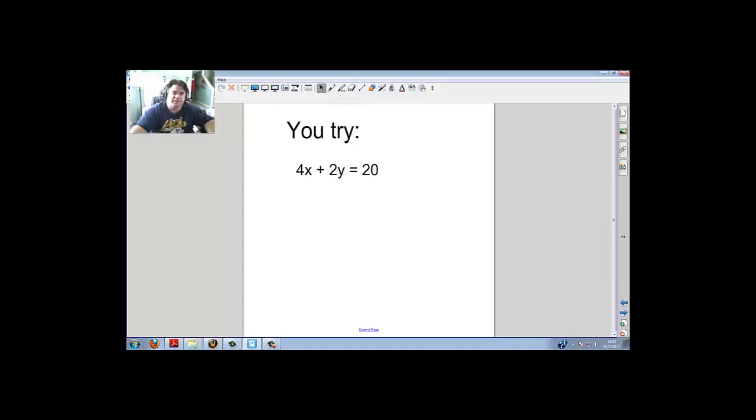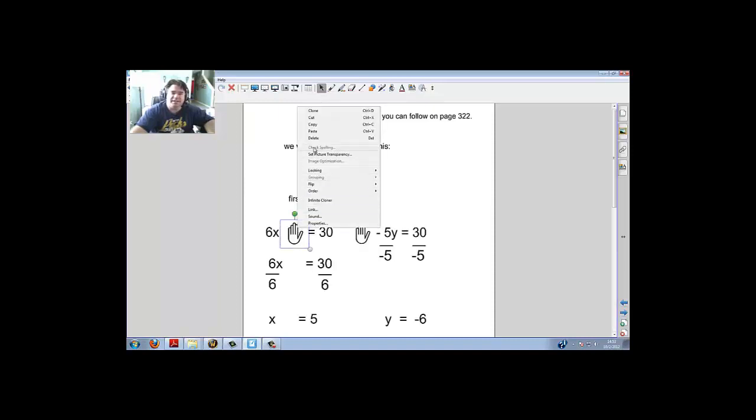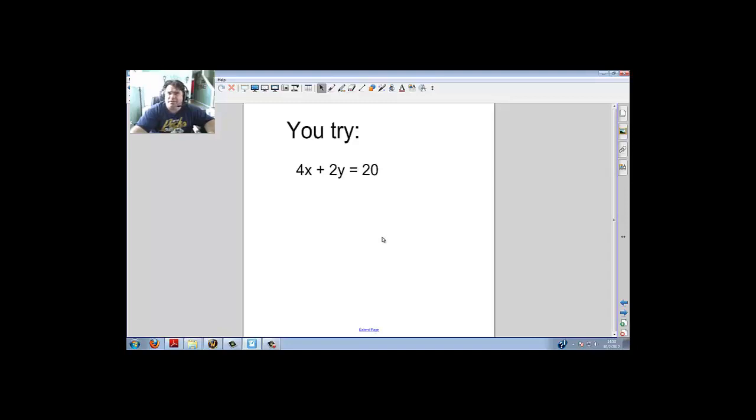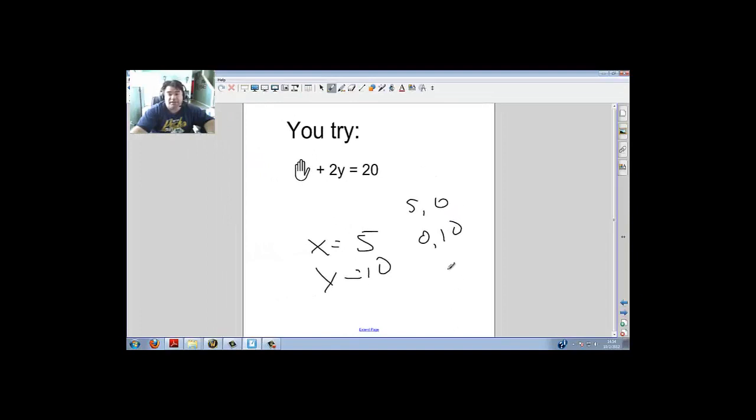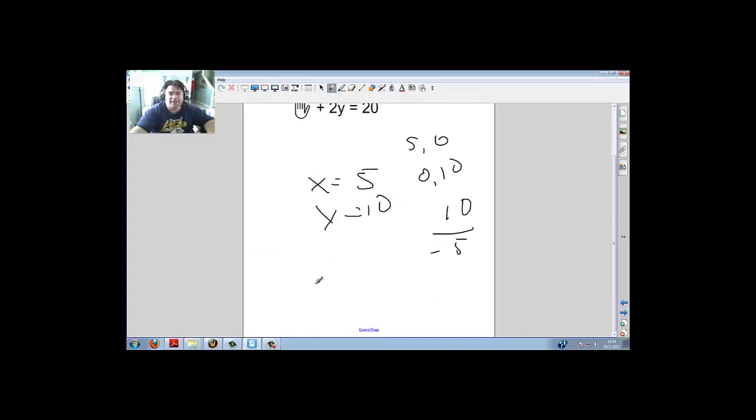You try. Go ahead and try already. And let's see how you did. Well, I'm going to cover this up like this, and I'm going to get x equals 5. And I'm going to cover it up like this, and get y equals 10. And now, when x is 5, so 5 comma 0, and when y is 10, 0 comma 10, basically 10 minus 0 is 10, and 0 minus 5 is negative 5. So I'm getting 10 divided by negative 5 is negative 2 is my slope.